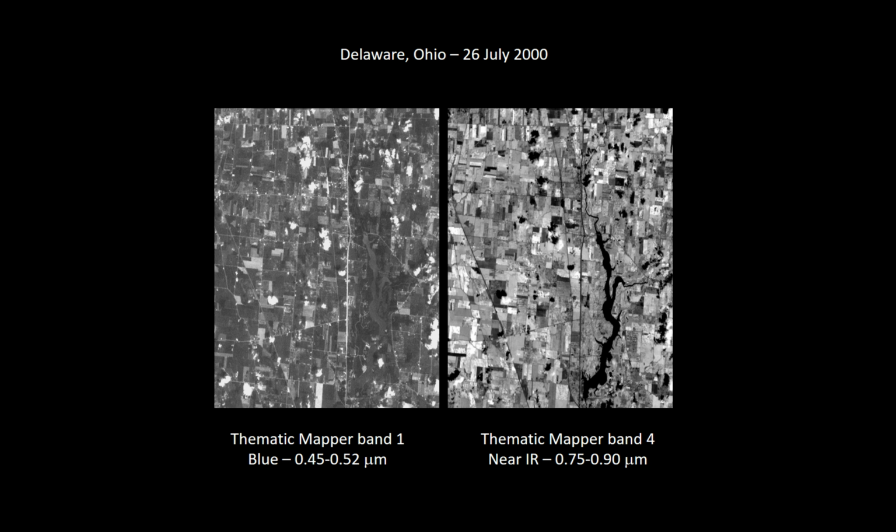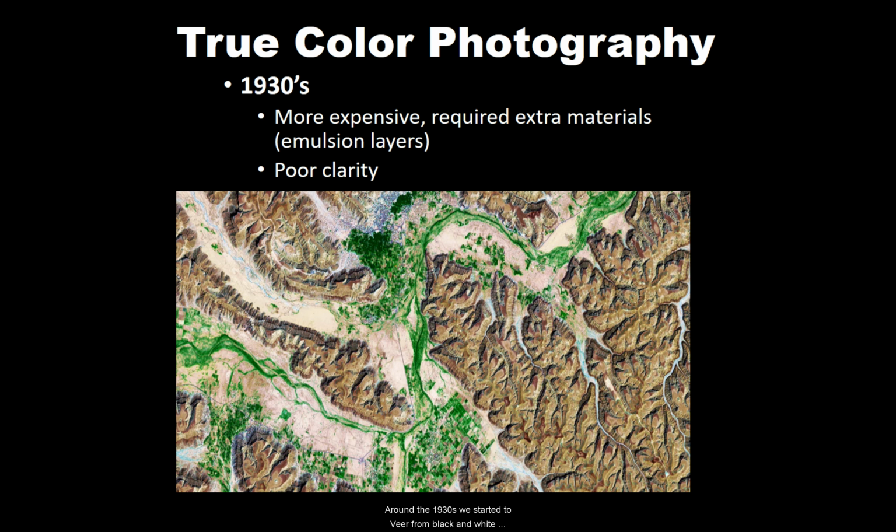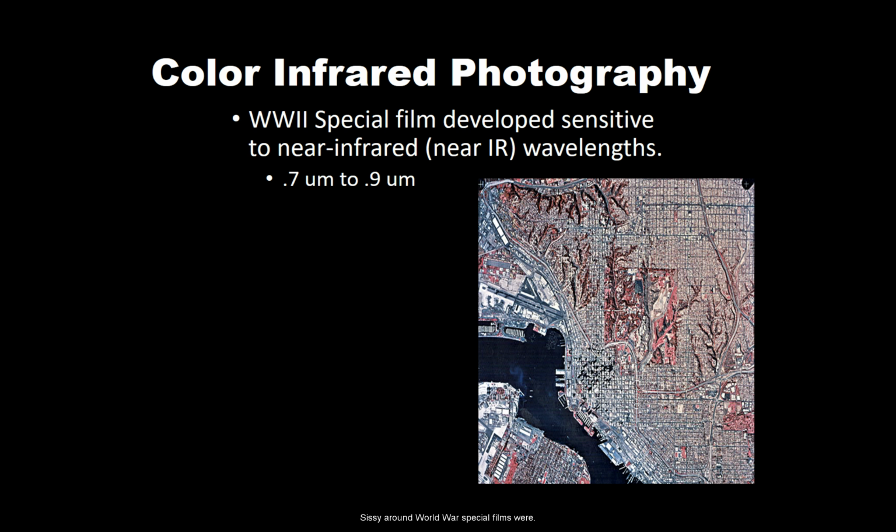It can be helpful. So around the 1930s, we started to veer from black and white imagery and move to true color photography. It was more expensive. It required more materials. And so early color images were of somewhat poor clarity. We can also see that around World War II, special films were developed which were sensitive to near infrared, near IR wavelengths. And this is going to cover 0.7 to 0.9 of our electromagnetic spectrum.